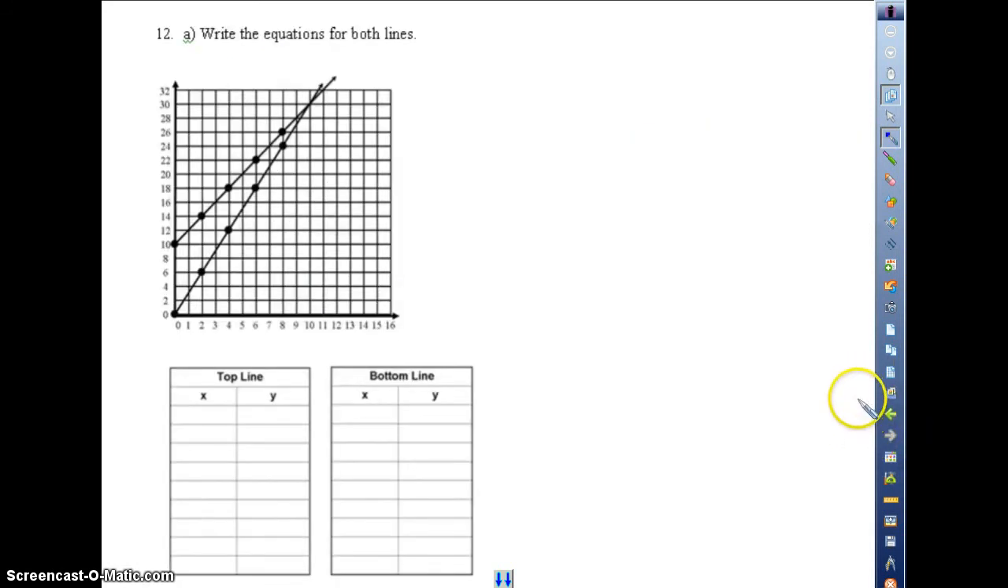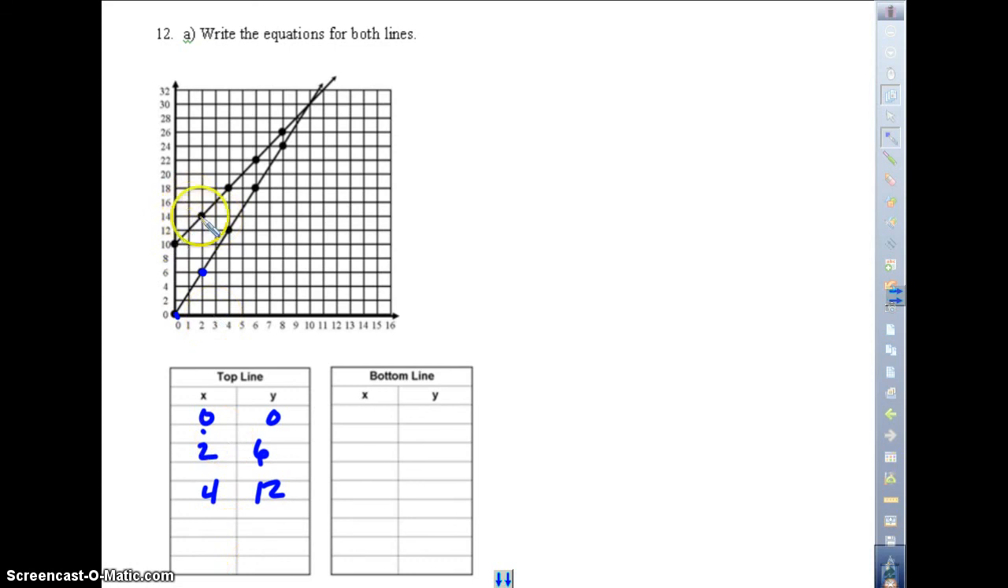Number 12, write equations for both lines. You're doing the same thing you did on the last 2 problems. Start with the first line here. Start with that point there, 0, 0. Put this one in. Down here, 2, 6. Do you see how I left a space for the number 1? 4, 12. See, I left a space for the 3. Do the whole thing where you figure out what your process is so you can write the equation.